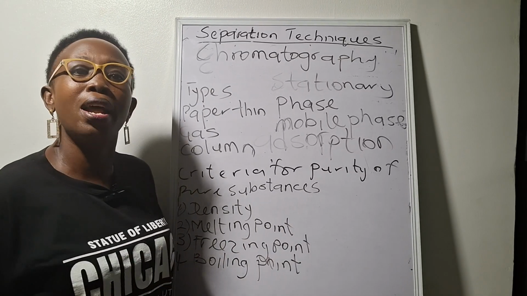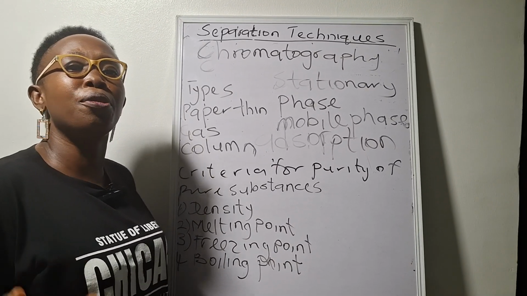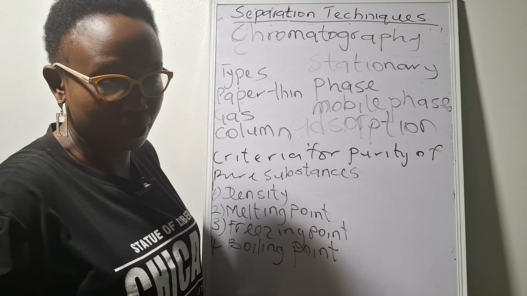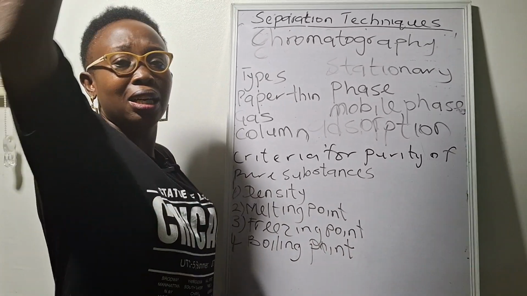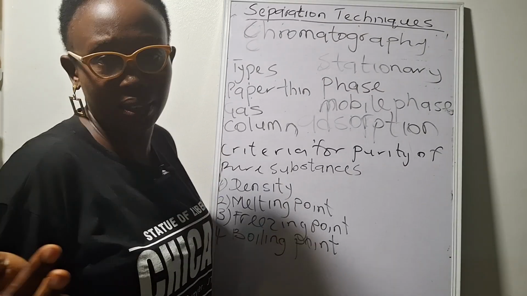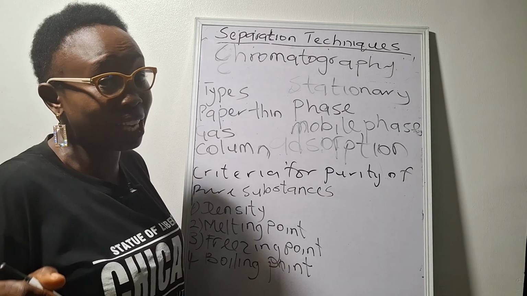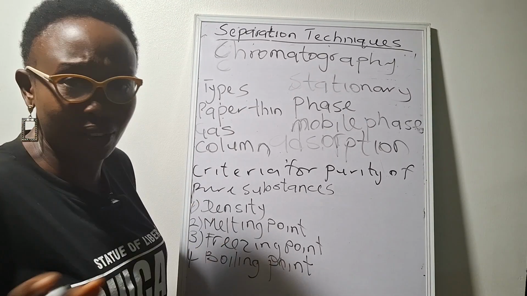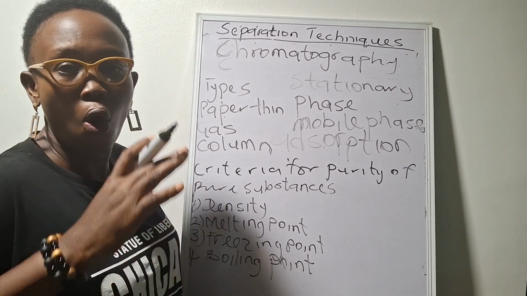Let's talk about the boiling point. We all know that water boils at 100 degrees Celsius. But when you get to a stage that the boiling point increases, it's telling us that that water is no more pure. That shows that the constant value has been altered.